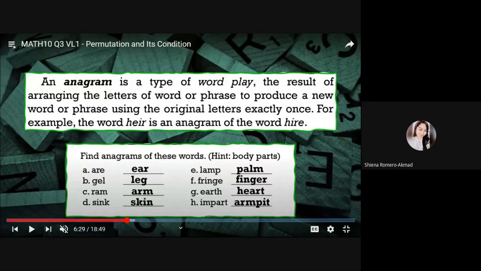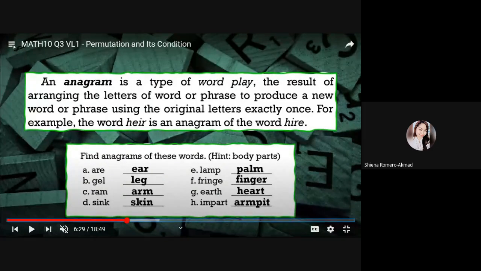anagram refers to the arrangement of letters or arranging letters for you to form a new word. Pwede namang arranging phrases for you to form new phrases. And arrangement is not just used in anagram, but also in other situations.